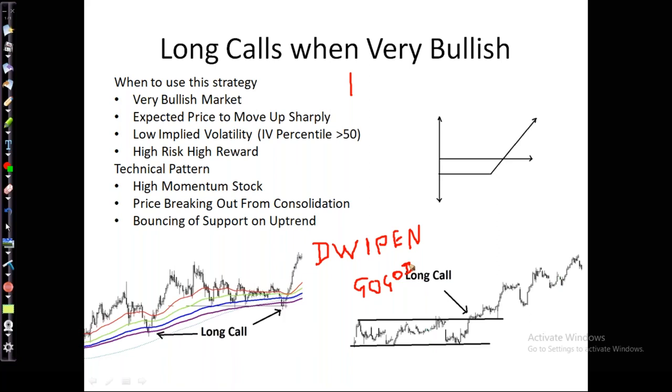He's asking me: sometimes we see the price is going up and the option premium is going down. Yeah, most of the time it moves proportionately. Okay, I understand.